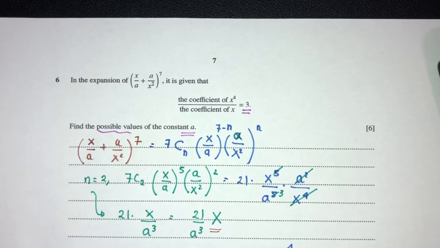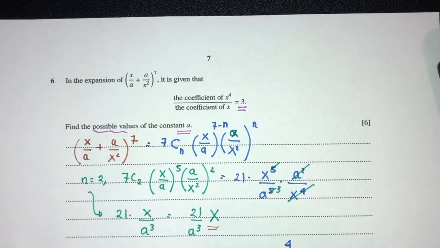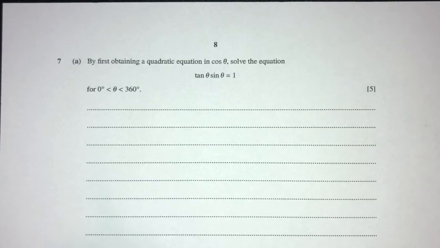This is not a tough question, I would say, but again, you can always make mistakes in the expansion. Just be careful when you expand these terms. And this is your question number 6. Now let's move on to question number 7.